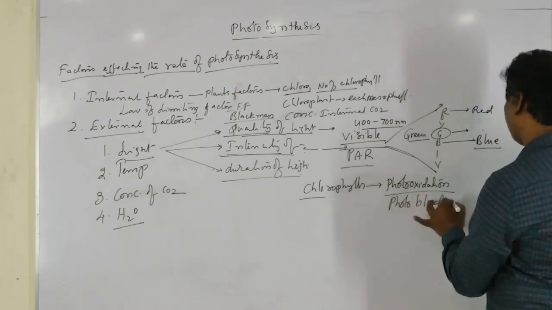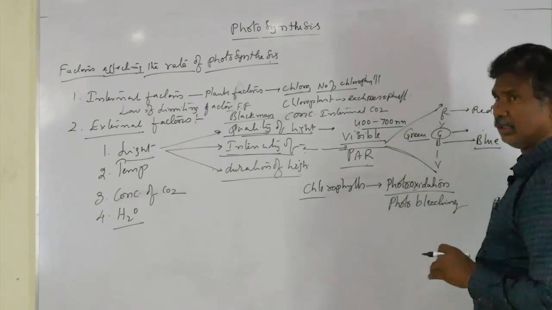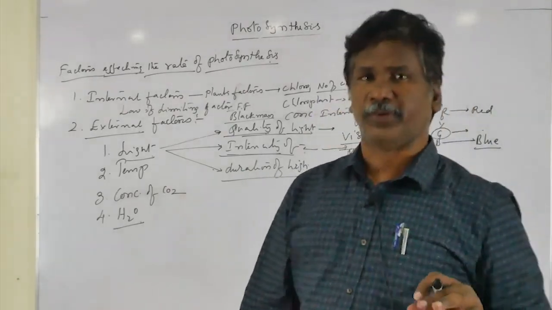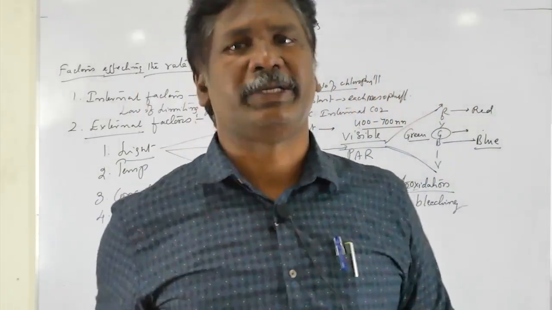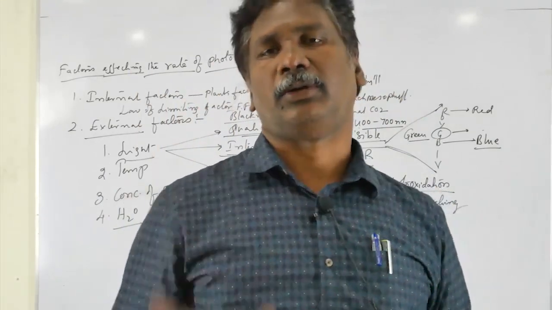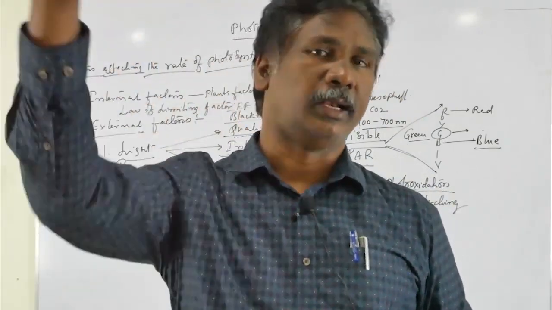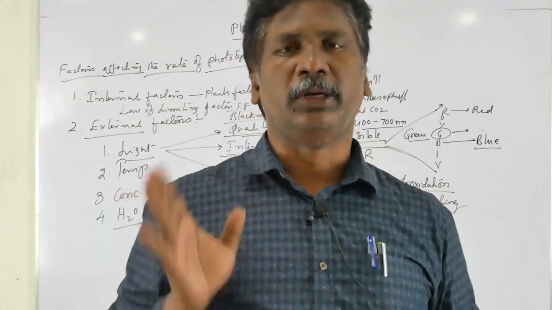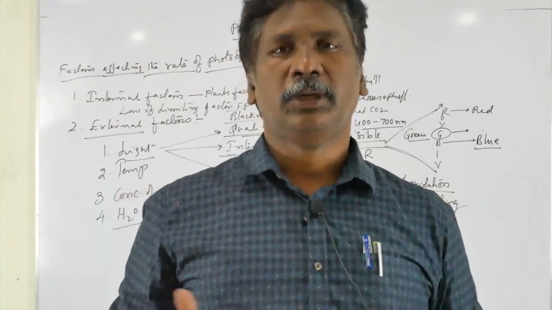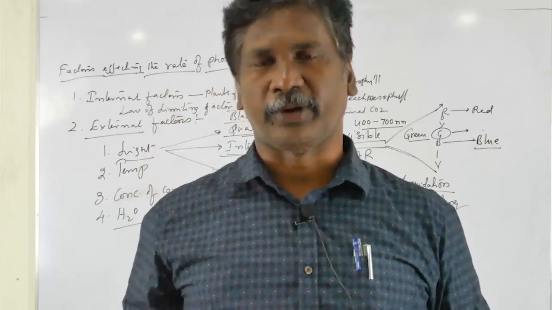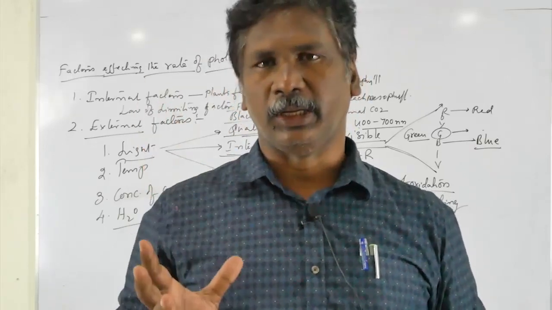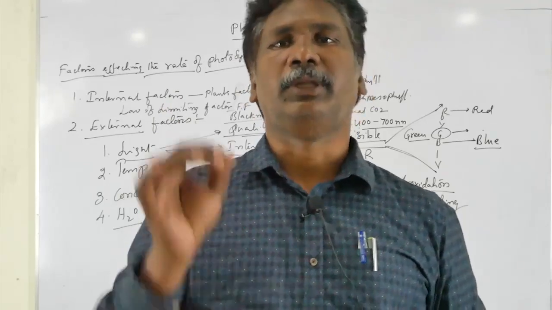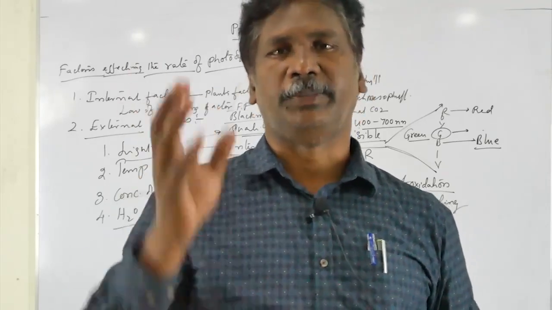So what is the meaning of photooxidation and photobleaching? In high light intensity, those chlorophyll molecules split up, that is, the chlorophyll molecules break down in high light intensity. Those are called photooxidation or photobleaching. But how are the chlorophyll molecules protected from this dangerous phenomenon? With the help of accessory pigments.